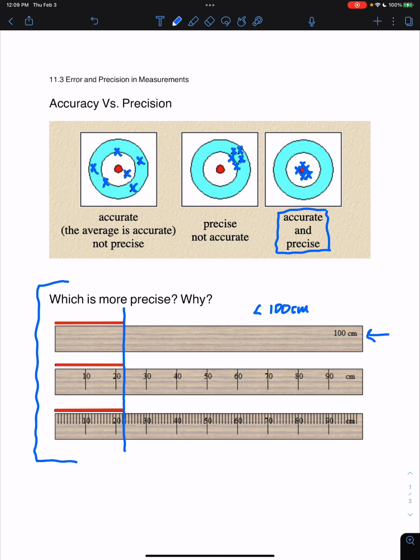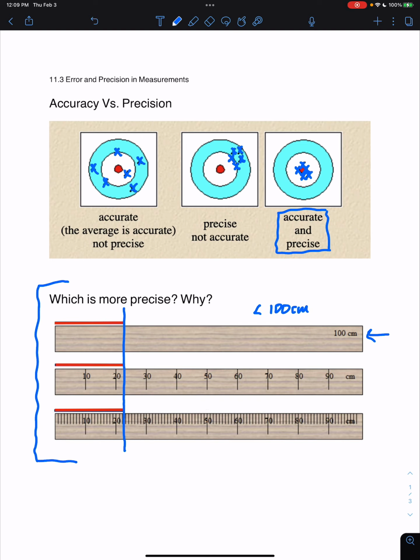And I could approximate. Some person might say it's around 20 centimeters, or that it's less than half of 100 centimeters, so maybe it's more like 30 centimeters. But we wouldn't necessarily be able to get really close to the actual measurement of my line.